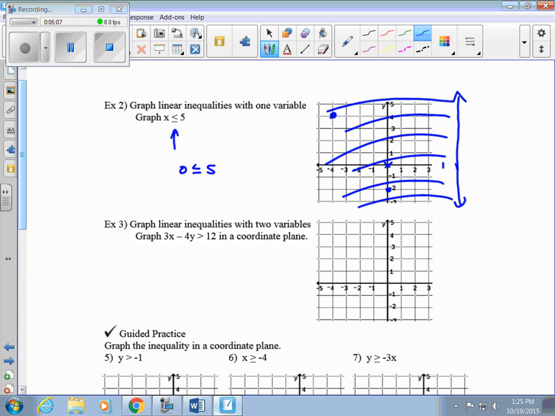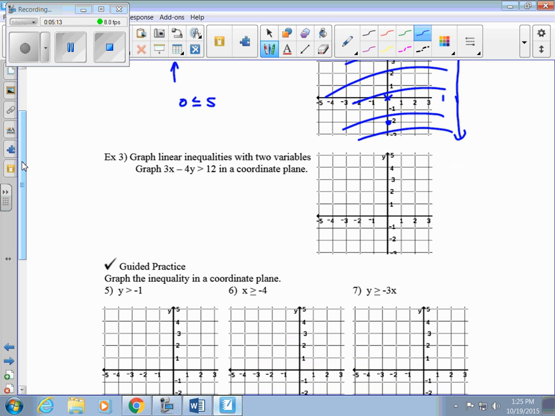0, negative 2, that would be a solution. It's in that shaded area. It's in that half plane. So in example 3, we're going to graph a linear inequality with 2 variables.